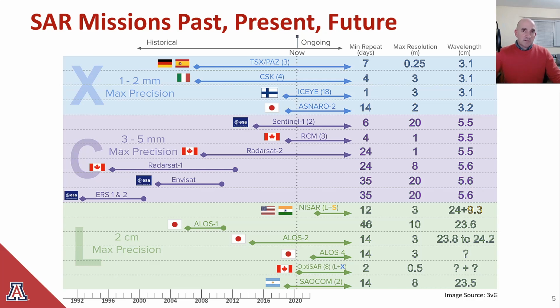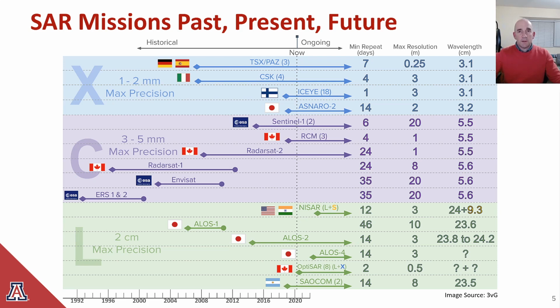This is the timeline of SARs up to the present and beyond. It's split into radar bands. X is the shortest wavelength, shown in blue. C is twice as long, shown in purple, and L-band is the longest, shown in green. Shorter wavelengths have higher frequencies, and higher frequencies are more easily scattered.